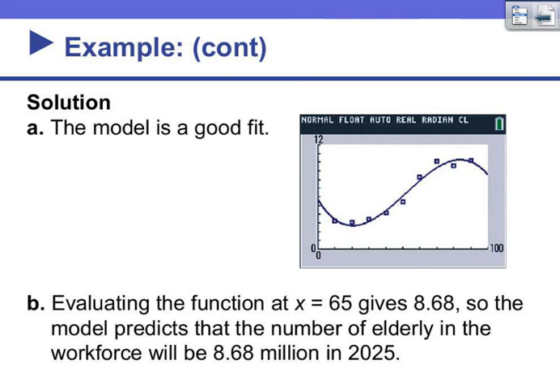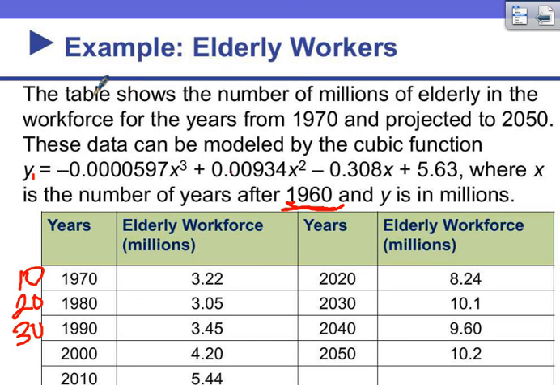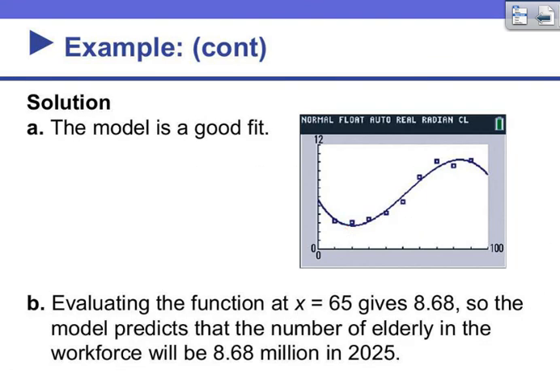Okay, part B, the question is, use the model to predict the number of elderly workers in the year 2025. Well, if you recall, this data started in 1960, and we're talking about the year 2025. So we want to know 65 years later, how much is this worth? So you have two ways to do this. One is we have the equation, so we could just plug a 65 in here, but that would require retyping the entire thing. So instead, since you already have it graphed, when you're looking at your graph, you can calculate the value.